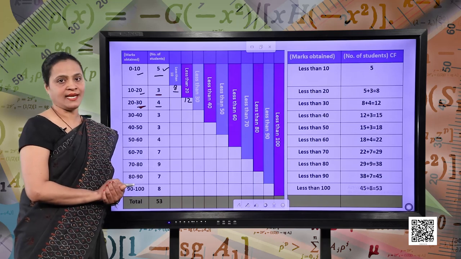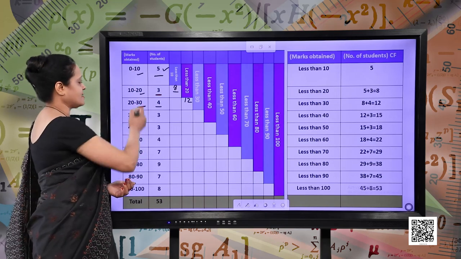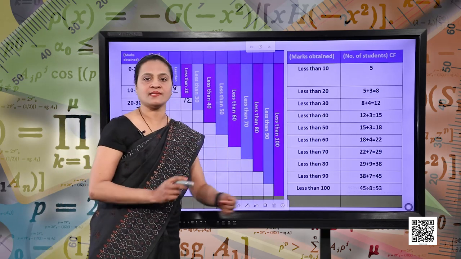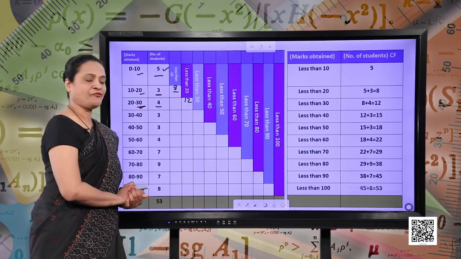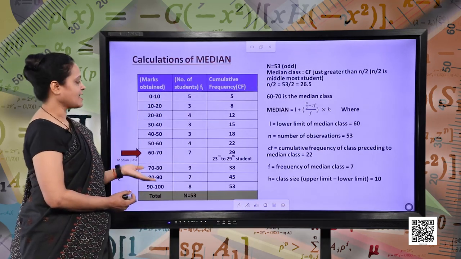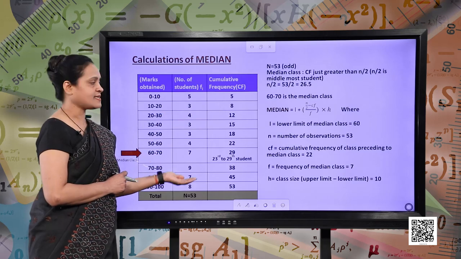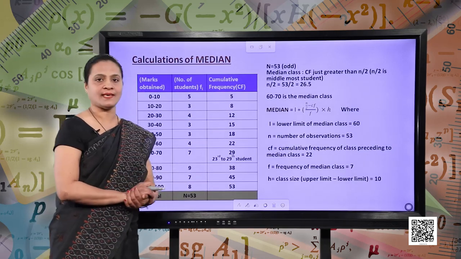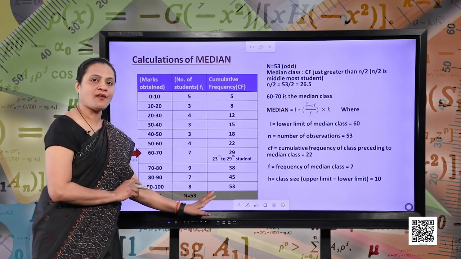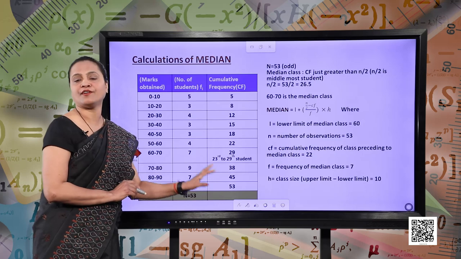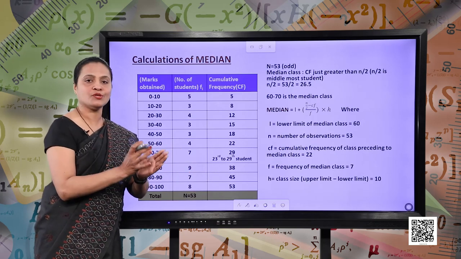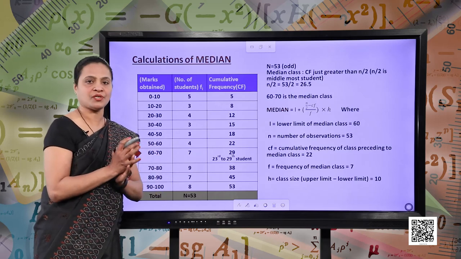Now, we are going to write in our table the class intervals, frequencies and cumulative frequencies to do the question further. So, here you can see class intervals, frequencies and cumulative frequencies. Now, as here the students are already arranged in ascending order of their marks, what is our next step? To find the middlemost student or middlemost observation.